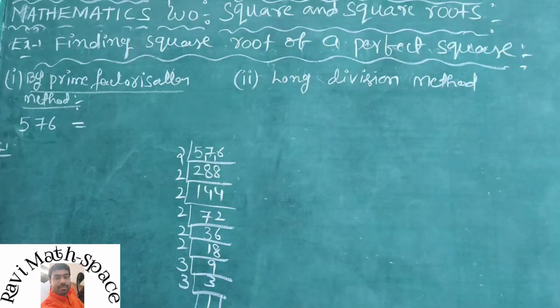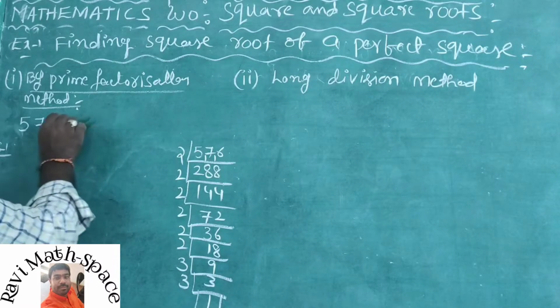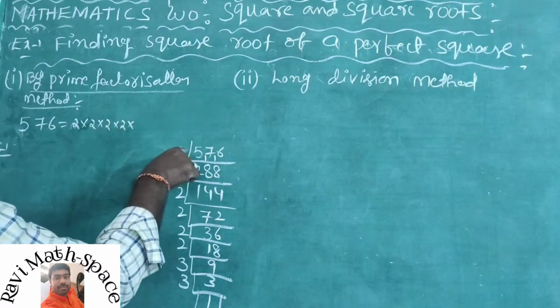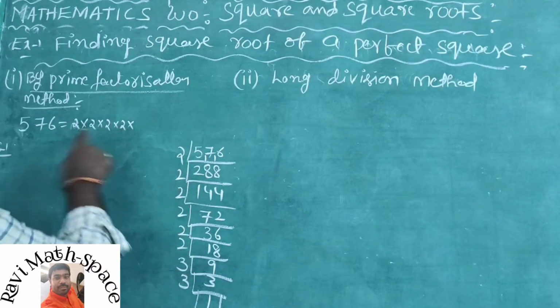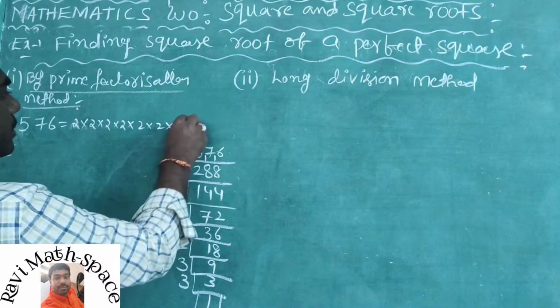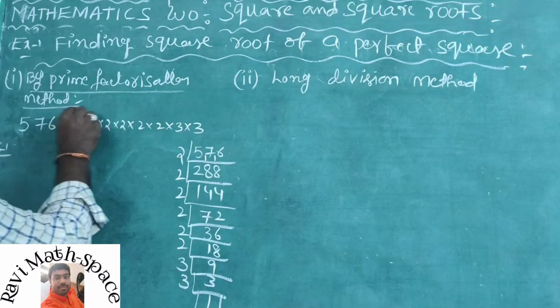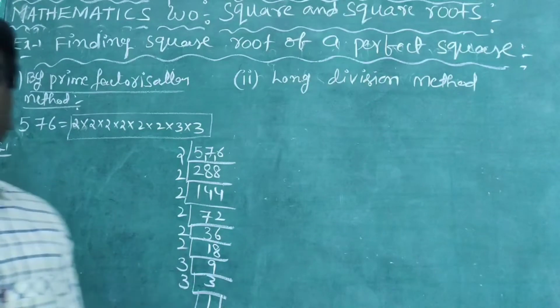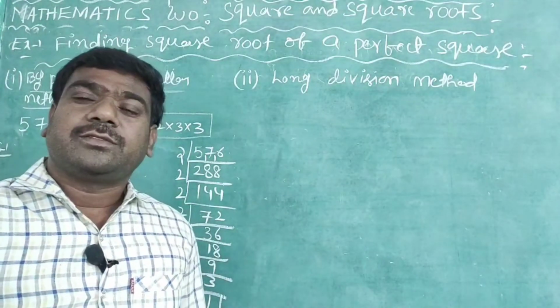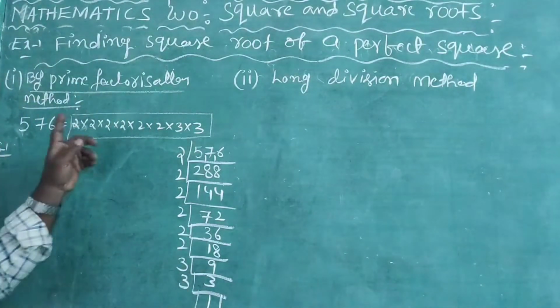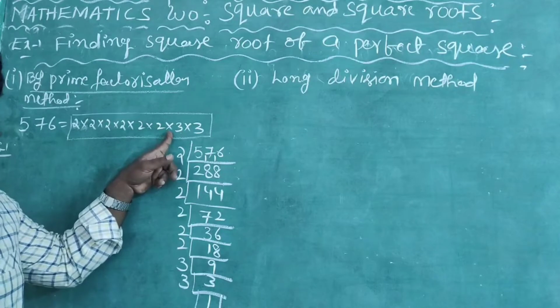Stop the process. Now represent all these numbers as a product: 2 into 2 into 2 into 2 into 2 into 2, that is six 2s, and then 3 into 3. This is the prime factorization of the given number by using the long division method. This is the first step. After finding the first step, in the second step we have to make pairs of equal factors.